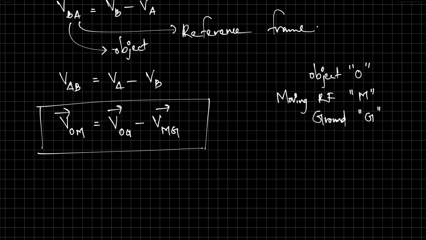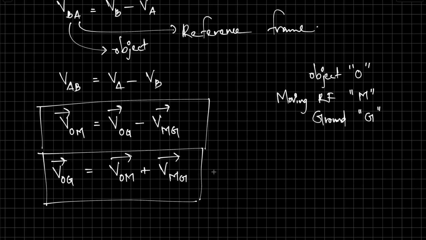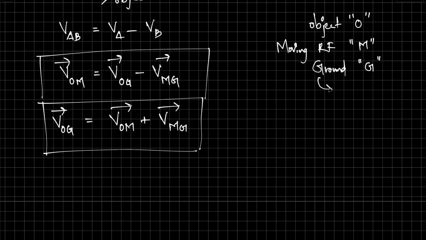How do you write the equation for VOG, or velocity of object with respect to ground? Rearrange this equation. VOG equals vector VOM plus vector VMG. Okay, so that's our main equation for relative motion. VOG equals VOM plus VMG, where VOG is velocity of object with respect to ground, VOM is velocity of object with respect to moving reference frame, and VMG is velocity of moving reference frame with respect to ground. Ground reference frame is also called lab reference frame, lab L.